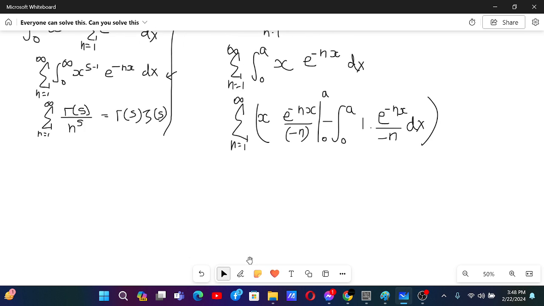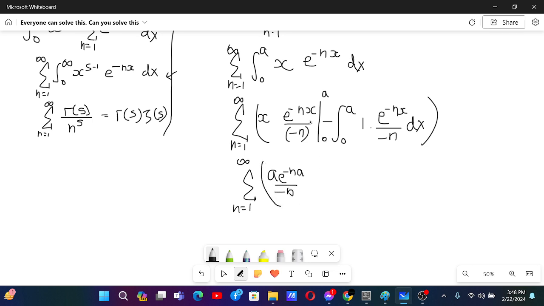Okay, now this is a sum from n equals 1 to infinity. Now this is just a e to the power minus na by minus n, and at 0 this will just be 0, so plus 0, because we have x over here, that's why that will just be 0. Minus. Now if you have to integrate this, it will be e to the power minus nx, again minus n over here, that makes it n square. It goes from 0 to a.